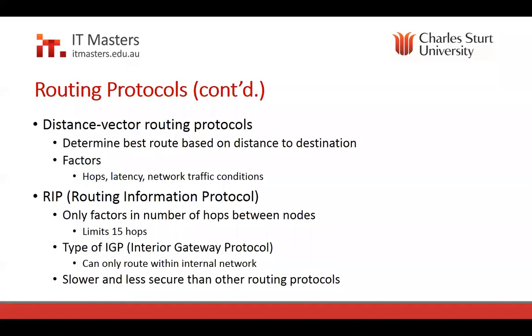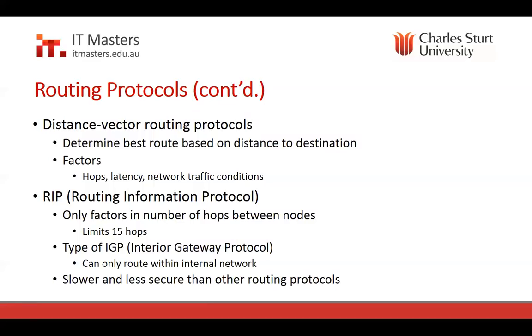There are a couple of different types of routing protocols. There's a distance vector routing protocol, which determines the best route based on some really simple factor like a hop or a latency or other network traffic conditions. It's just a real simple distance to a destination. Some examples of that are RIP, Routing Information Protocol. The only thing it cares about is hops. So how many devices do I have to get through to get to the end host? It limits that to 15. Any more than that and it says, taking too long, I'm going to drop the packet. So you can imagine RIP isn't great for really big networks.